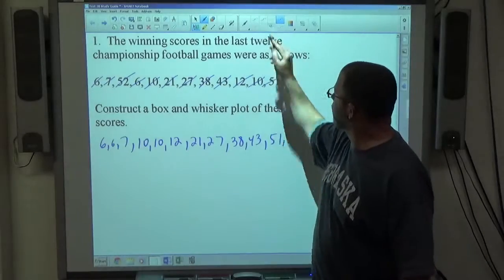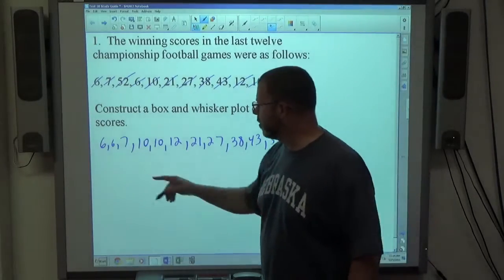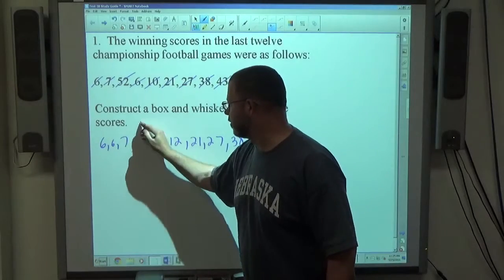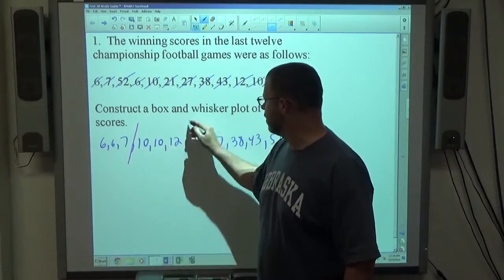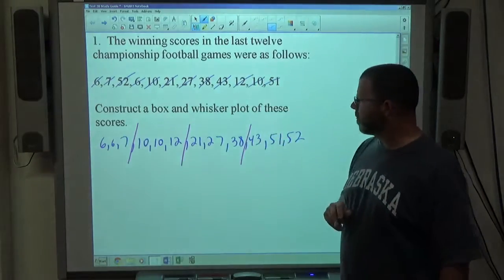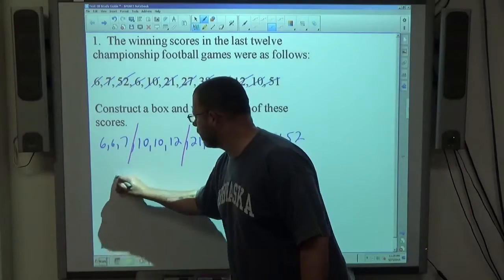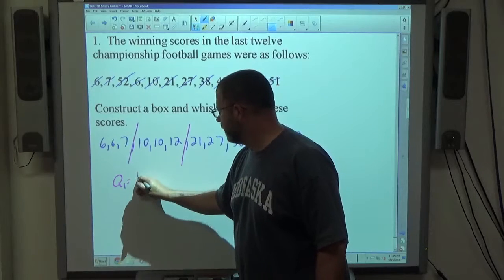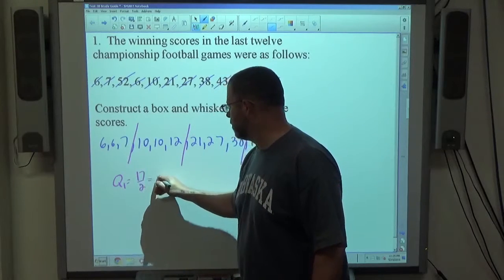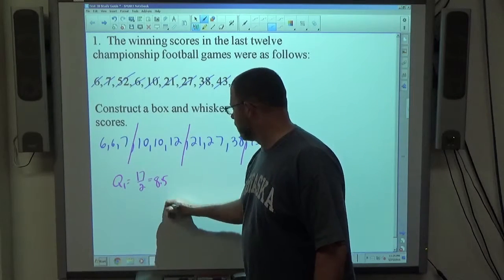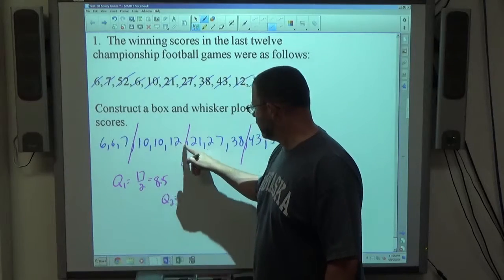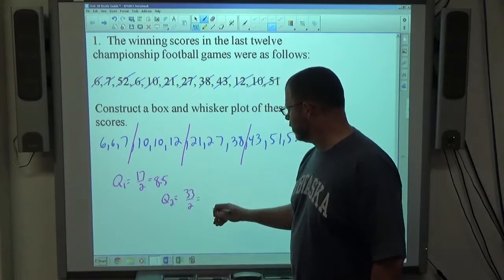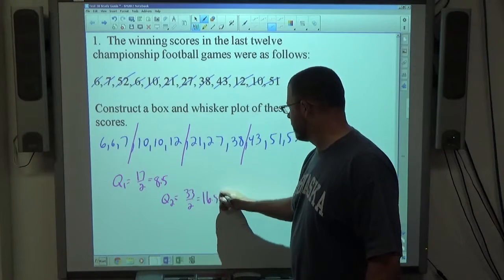To do the box and whisker, we want to split these into quartiles. So since there's 12 scores, divided by 4 makes 3. So every 3 scores, we're going to put a slash. So 1, 2, 3, slash, slash, and slash. Quartile 1 is simply going to be the average of 7 and 10, which is 8.5. Quartile 2 is the average of 12 and 21. That's 33 over 2, which is 16.5.